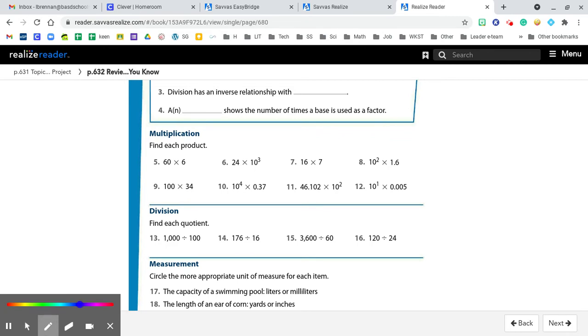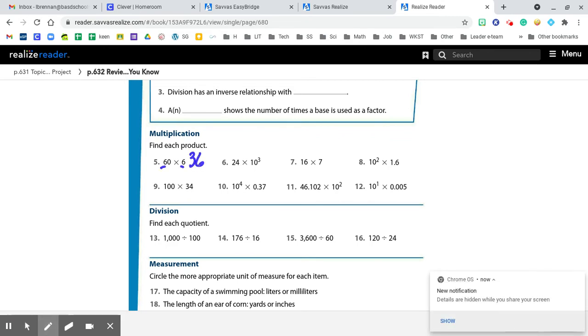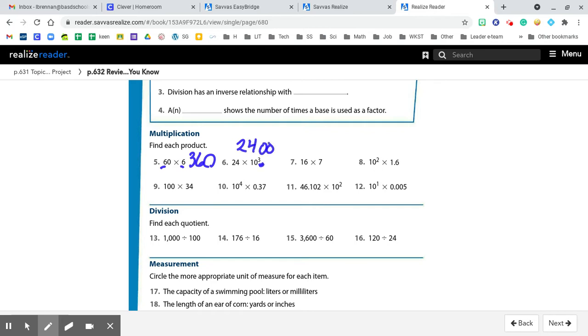So find each product. Remember, solve a simpler problem. 6 times 6 is 36. And then we throw a 0 in there. 24 times 10 to the third. We know 10 to the third is 1,000. So we say 24, and that exponent tells us it's 3 zeros, which is 1,000.